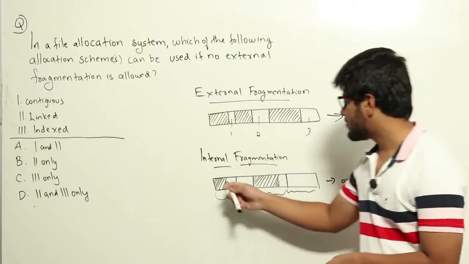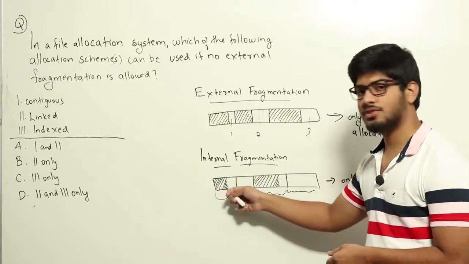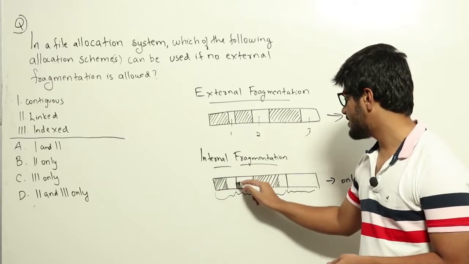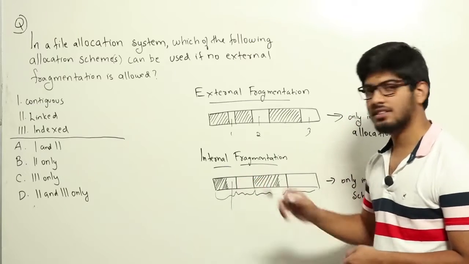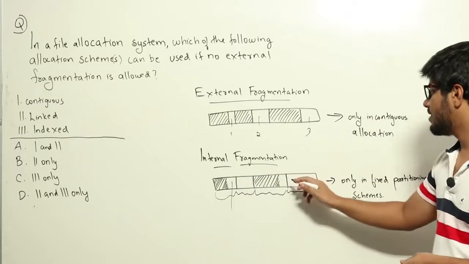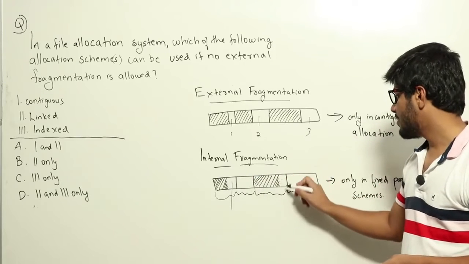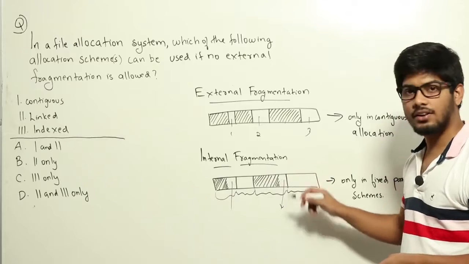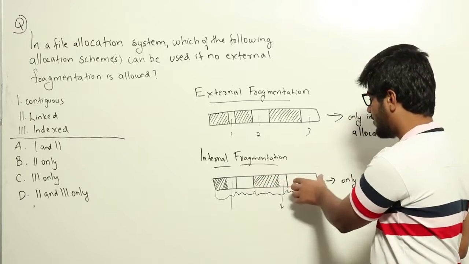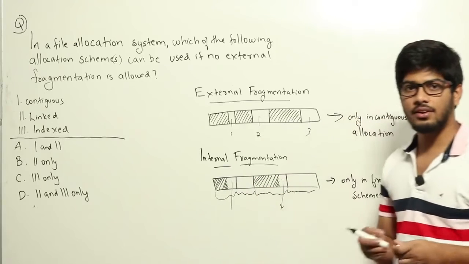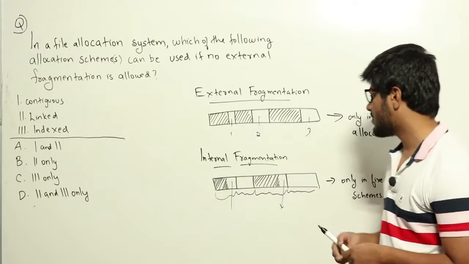Suppose this is one file here, it is using up space up to here, but then this entire partition is allocated to that file. So this part is wasted. Similarly, if you look at this one, a file is taking up to here, but this space is wasted. We can't allocate this to anyone else since it is a fixed partition scheme. Either this entirely or one partition entirely can only be allocated to a file. So this is internal fragmentation.